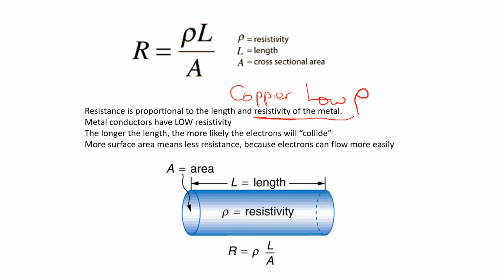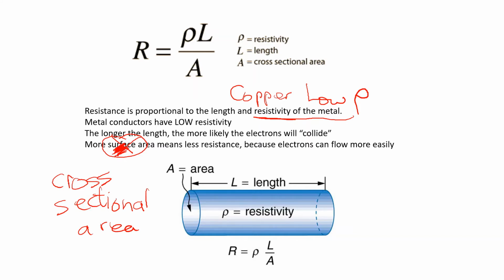More surface area means less resistance. This should say cross-sectional area. So it's more cross-sectional area rather than surface area. It means less resistance because electrons can flow more easily.